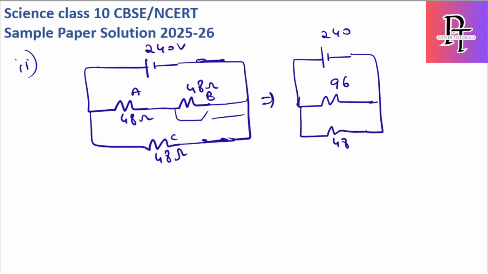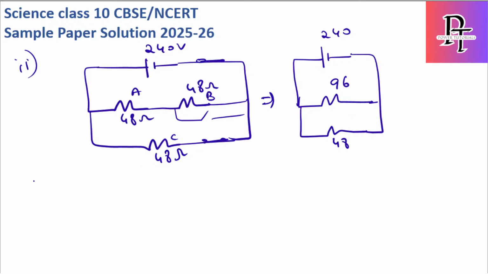And in the next part, they are saying S1 and S3 are closed. So now this circuit can be changed to this way, such that we have 240 volts, 96 ohms, and the last one is 48 ohms, because 48 and 48 are in series, it becomes 96.